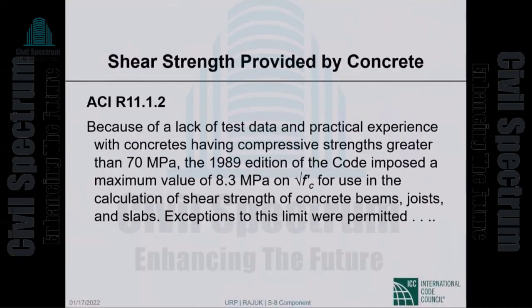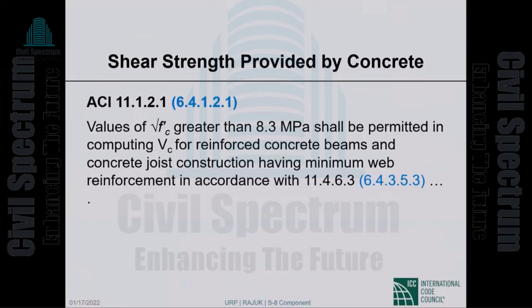So this is the background that I probably already gave you. Because of a lack of test data and practical experience with concretes having compressive strengths greater than 70 MPa, that would be 10,000 psi, the 1989 edition of the code imposed a maximum value of 8.3 MPa on square root of f sub c prime for use in the calculation of shear strength of concrete beams, joists, and slabs. Exceptions to this limit were permitted.